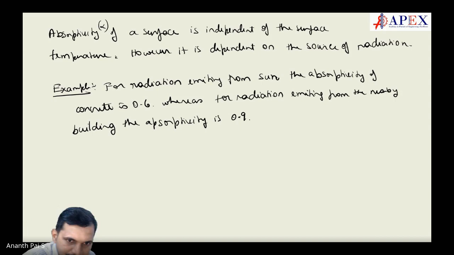That means absorptivity is different for different sources. Let's see what the source is. Depending on the source, there is likability. From one source it absorbs less, from another source it absorbs more. That is absorptivity. What it is absorbing depends on the source.